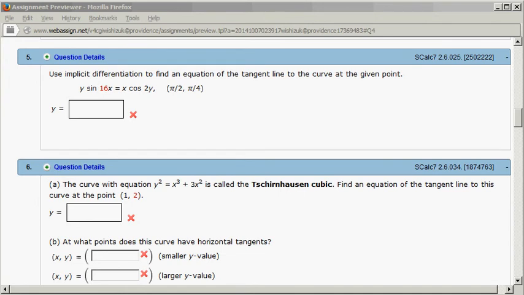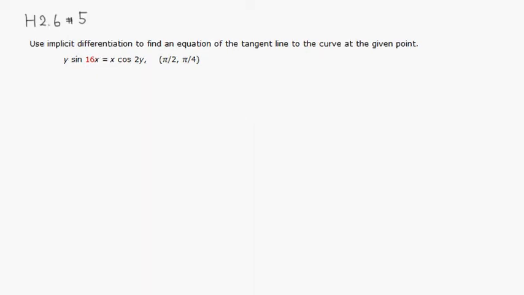All right, let's look at homework 2.6, problem number 5. We're going to use implicit differentiation to find an equation of the tangent line to this curve right here at pi over 2 comma pi over 4. All right, so let's do that. We're going to go ahead and take the derivative.